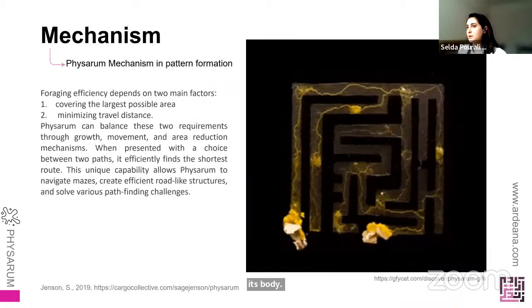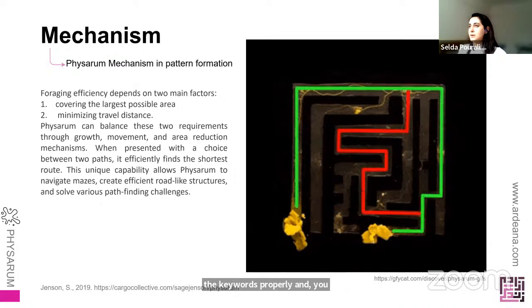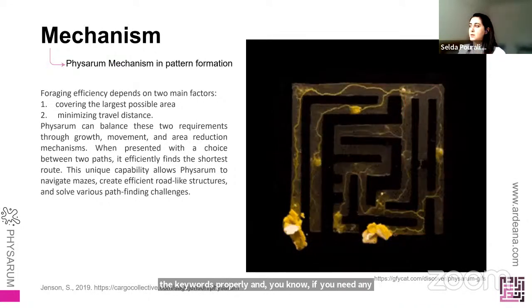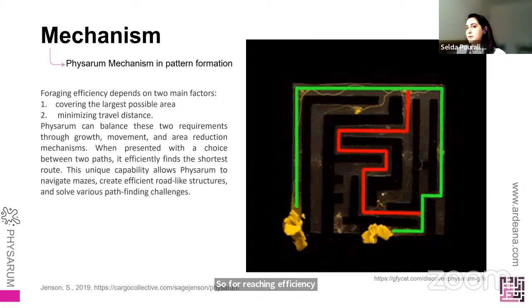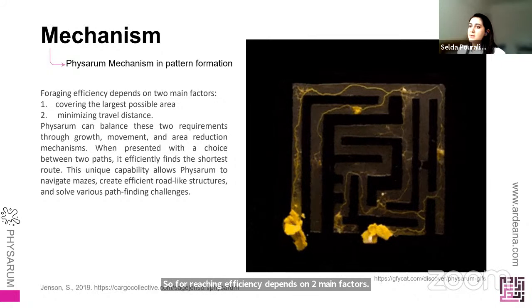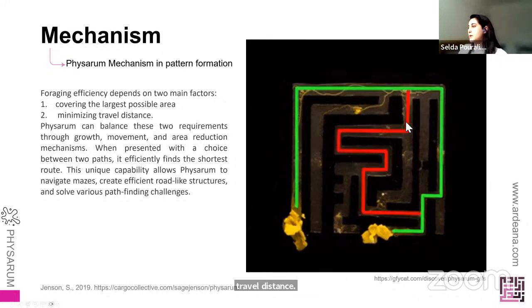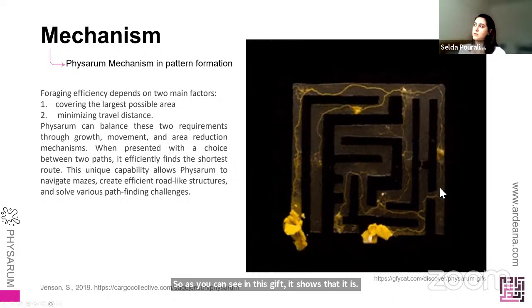By the way, I will give this part of the presentation so you can go through the keywords properly, and if you need any further info for studying on your own project. Foraging efficiency depends on two main factors: covering the largest possible area and also minimizing travel distance. As you can see in this GIF, it is skipping this long path to reach the shortest path possible.